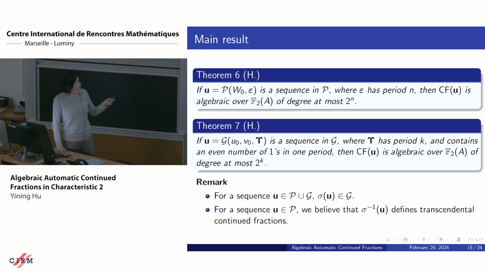Recall that when we apply sigma to P, we found a sequence in G, but when we apply sigma to sequences in G, we are still in G. So we do not get more sequences by applying sigma to sequences in G. And what about the inverse operation? What if instead of taking the sum, I consider the difference? If I take the difference of a sequence in G, then we believe what we find is transcendental, but we cannot prove it.